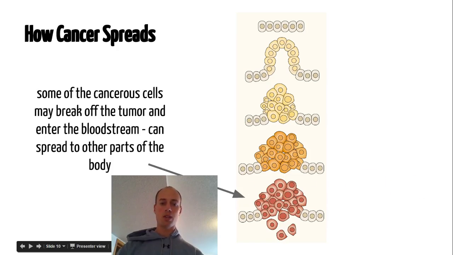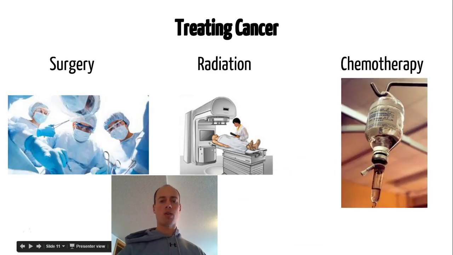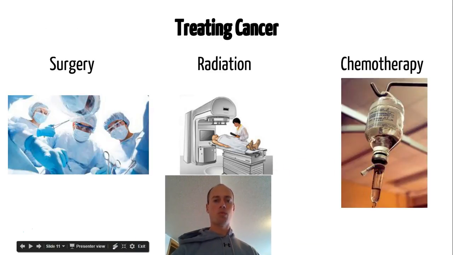Another stage of development of this cancer is when it spreads. Some of the cancerous cells may break off the tumor, like these shown here, and when they enter the bloodstream, they can spread and then attach to other parts of the body. So that's something that's called metastasis. That's when cancer is spreading, and that's kind of how things would operate with cancer.